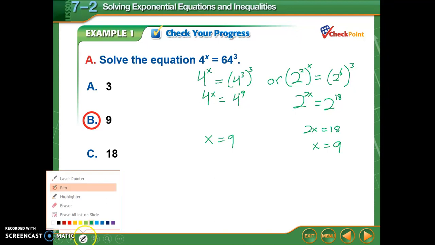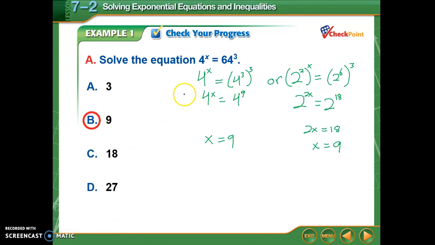All right, and here is the work for how we got there. So notice there's 2 ways I could do it. I can either rewrite both with a base of 4, so I can leave this side as 4 to the x and rewrite 64 as 4 cubed, or I can rewrite both of them with a base of 2. Either way, we get x equals 9.